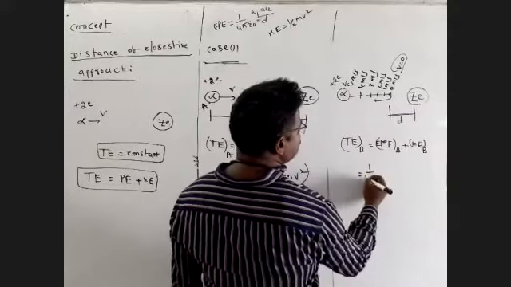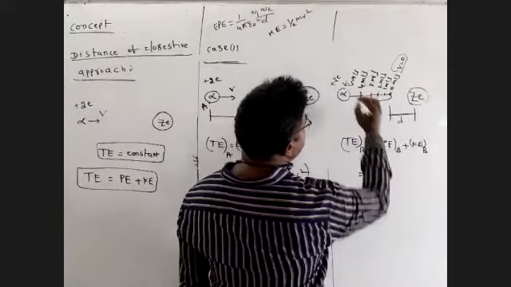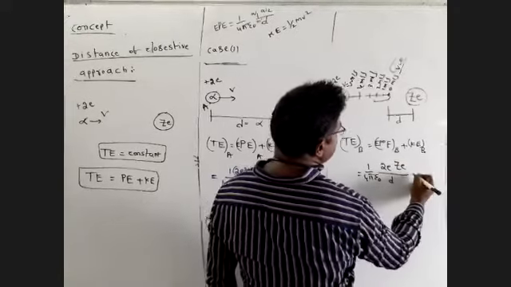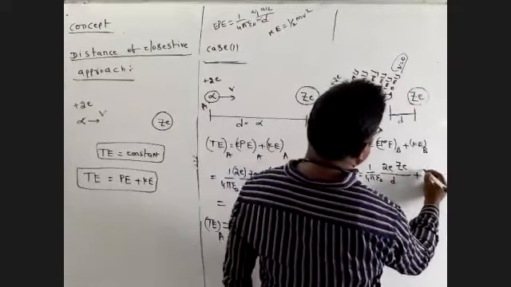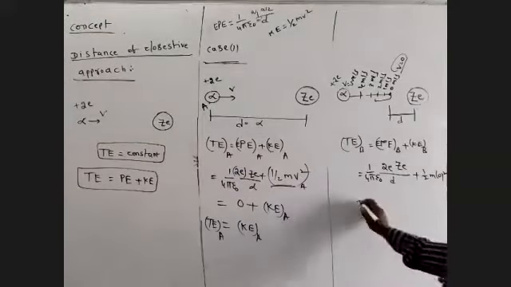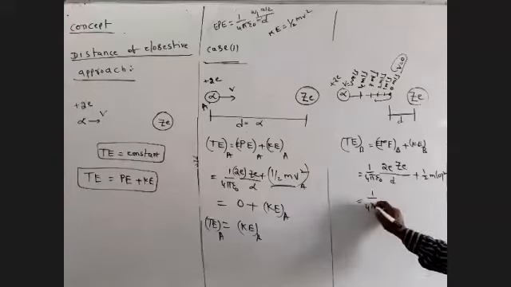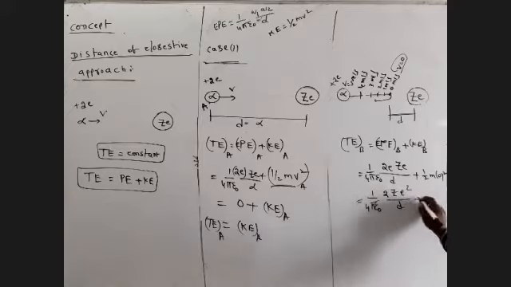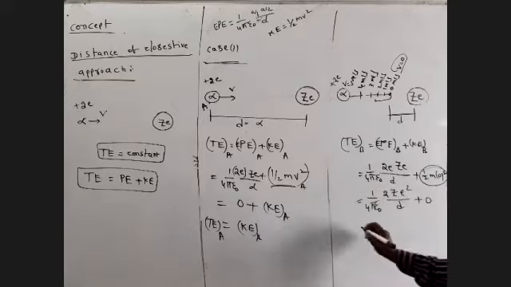Electrostatic potential energy is 1 by 4 pi epsilon naught, Q1 is 2E, Q2 is ZE, and the distance between the two charges is D. The kinetic energy here is half m v squared, but the velocity is 0. So this becomes 1 by 4 pi epsilon naught into 2 into ZE, that is 2 Z E square by D, and the velocity becomes 0.